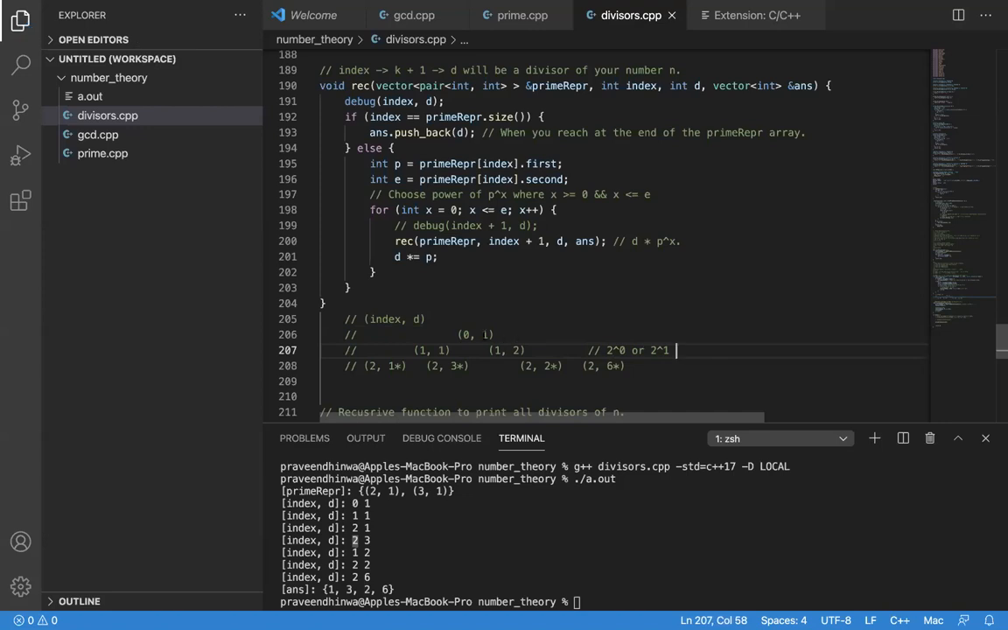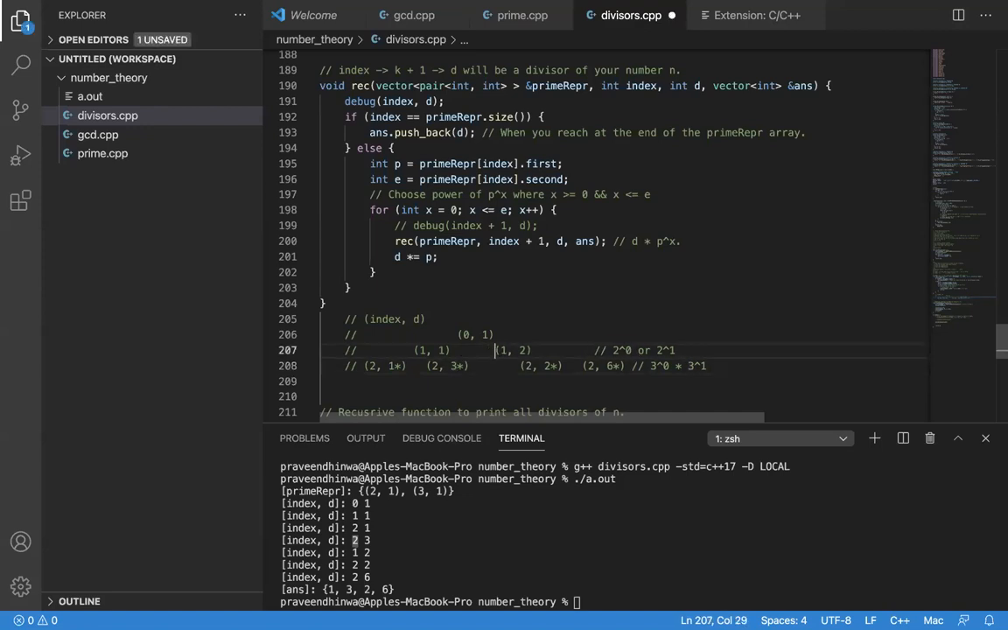So you can multiply 1 by 2 power 0, or you can multiply it by 2. And in this stage, you can multiply whatever number you had by 3 power 0 and 3 power 1. So you can multiply 1 by 3 power 0, which is 1, you get a 1. You can multiply it by 3 power 1, so you can get 2, 3.